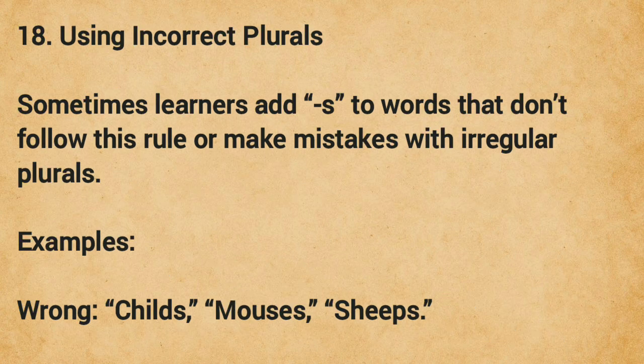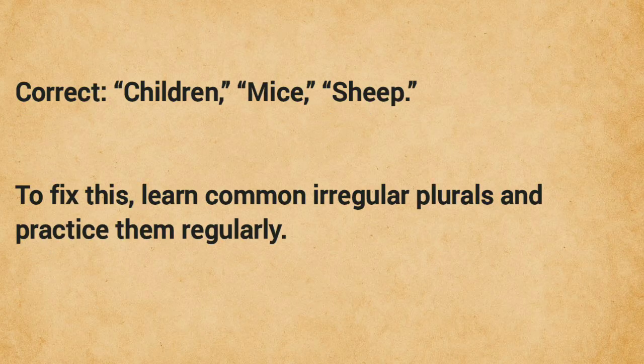18. Using incorrect plurals. Sometimes learners add s to words that don't follow this rule or make mistakes with irregular plurals. Examples, wrong: child's, mouses, sheep's. Correct: children, mice, sheep. To fix this, learn common irregular plurals and practice them regularly.